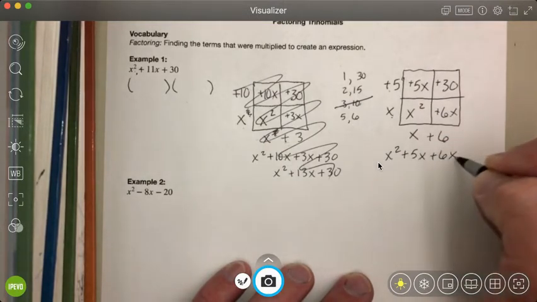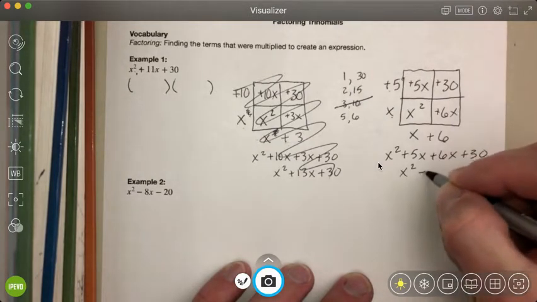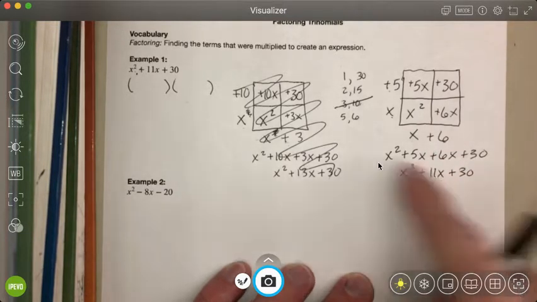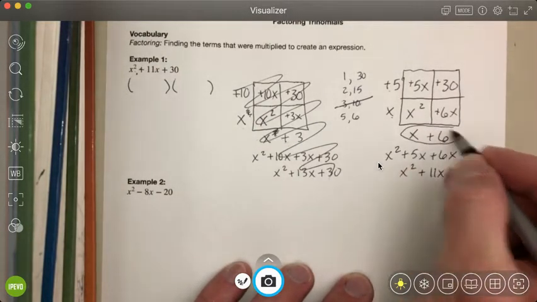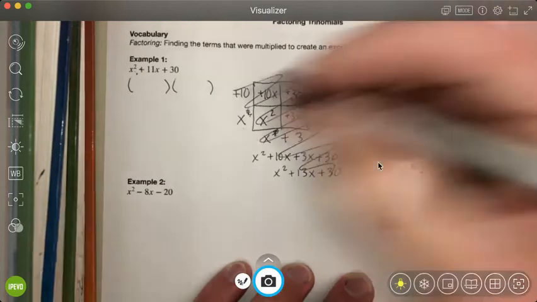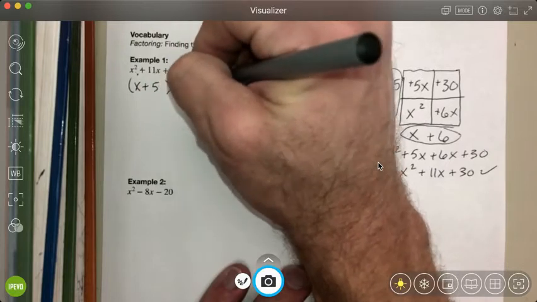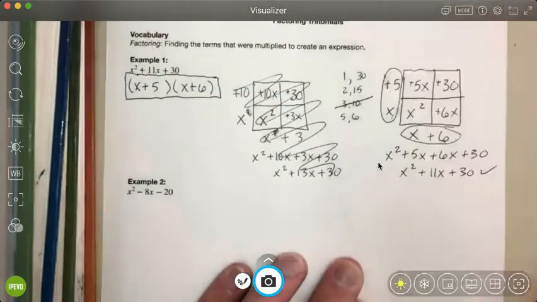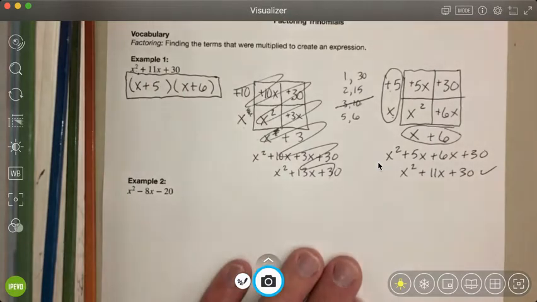Let's write it out to verify. Sure enough, 5x and 6x combine to get me 11x. This matches exactly what I want it to be, so I know that this is good. So these two things are my factors: x plus 5 and x plus 6. That is my final factored form. That's my answer. These two things had to multiply to get me this. That's what factoring is.